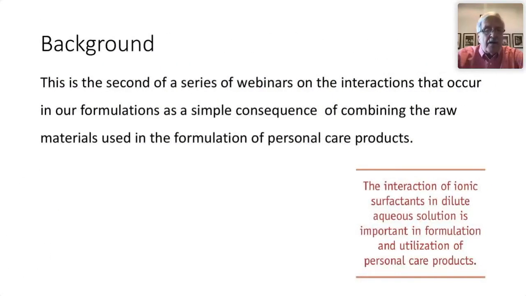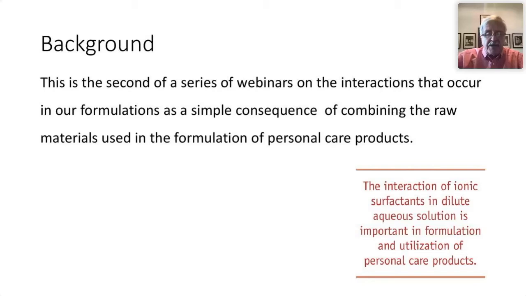Okay, so this is the second in a series of webinars on the interactions that occur in formulations as a simple consequence of combining raw materials. Raw material sellers will come in and tell you how they foam in water, what kind of viscosities they get in water, what happens when we put salt with them in water. But nobody sells a single surfactant or a single polymer in water. It's a complex formulation. And going back and understanding the platforms and what interacts will allow you to optimize formulations and get better performance.